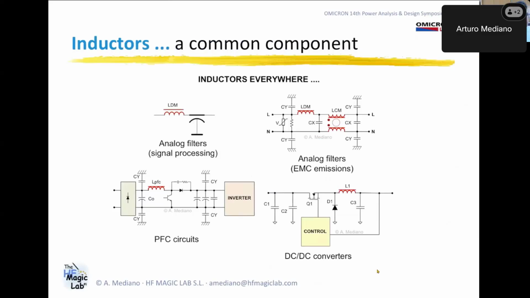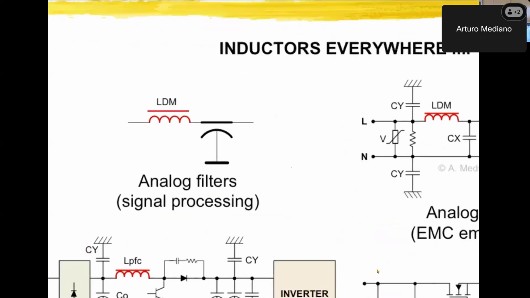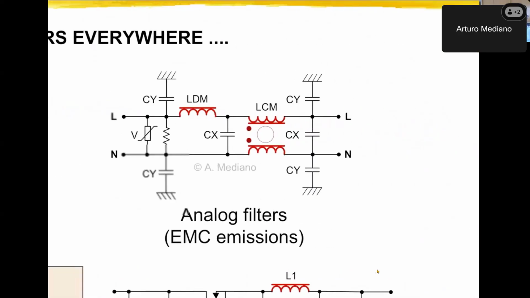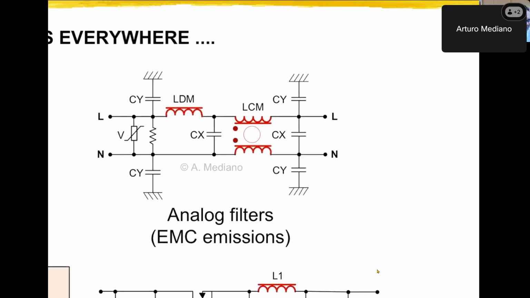Inductors are everywhere today in electronics. For example, you have inductors when you are working with analog filters for signal processing. These kinds of inductors can be with or without core, depending on the frequency where you are working. Or you have inductors when you are trying to solve EMC problems, conducted emissions problems. You can have differential mode inductors like this one, or common mode inductors like this one, depending on whether you are interested in filtering differential mode or common mode emissions. Remember that these kinds of filters are useful too for immunity.